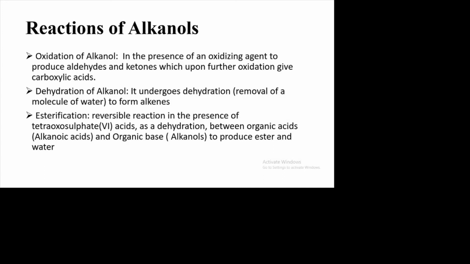We also have dehydration. Dehydration is just the removal of water. For example, when you remove water, H2O, two atoms of hydrogen and one atom of oxygen, from ethanol, it forms what we call an alkene, known as ethene. If it is ethanol, it forms ethene. If it is propanol, it forms propene. If it is butanol, it forms butene. If it is pentanol, it forms pentene. That is dehydration using H2SO4 as a dehydrating agent.